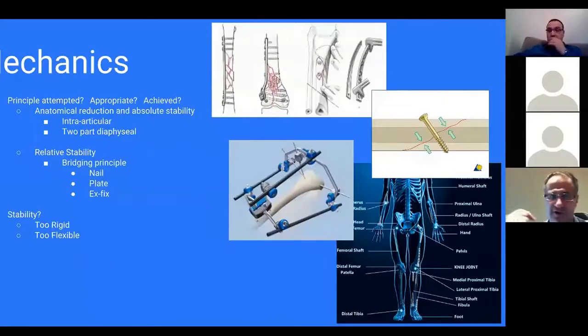So, for example, in anatomical reduction and absolute stability, where you want primary healing, these are usually for intra-articular fractures, simple 2-part diaphyseal fractures.